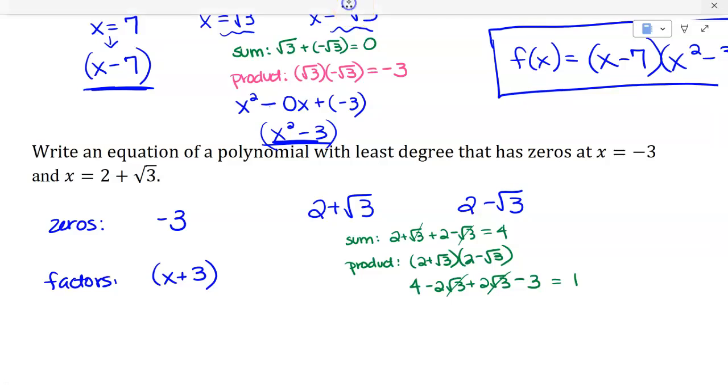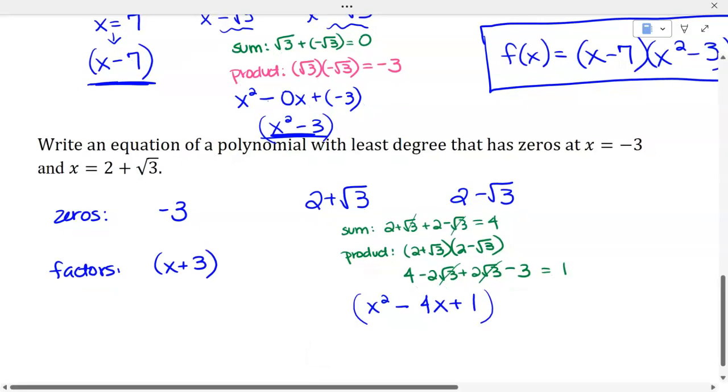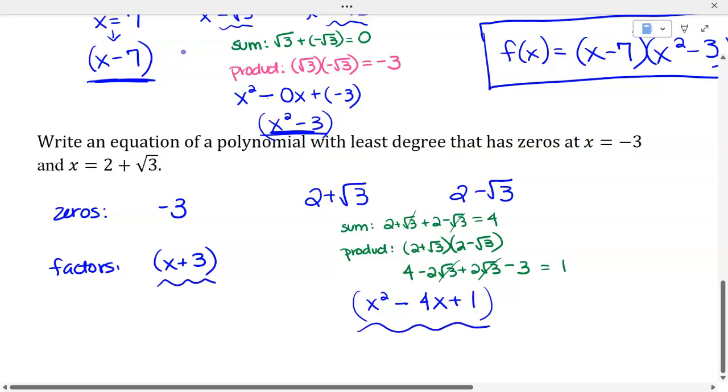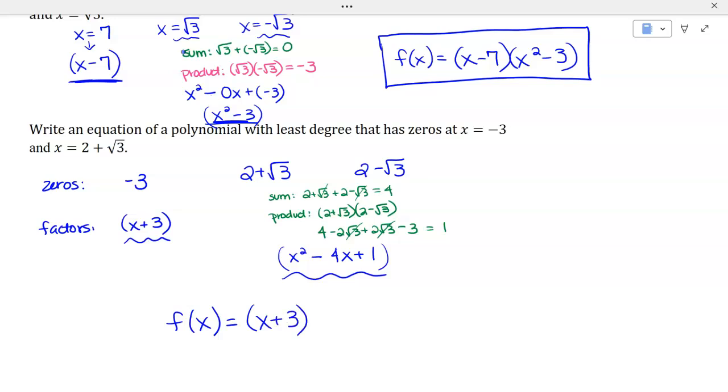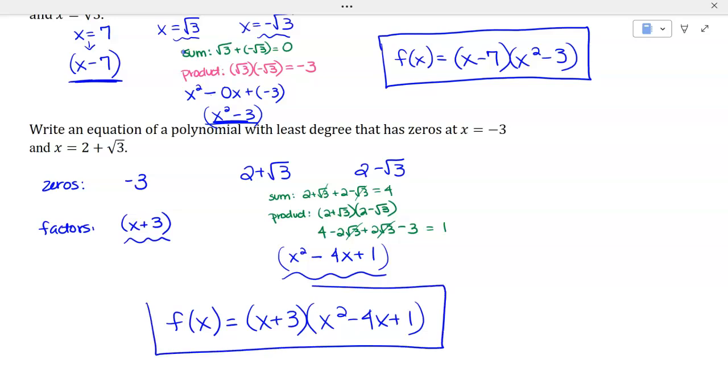So now putting it all together to come up with our factor, we have x squared minus the sum, so minus 4 times x, plus our product, which is just 1. So we're going to take this mega factor and our other ordinary factor to write the equation of our polynomial. So our polynomial is just going to be x plus 3 times x squared minus 4x plus 1. Now, in both of these instances, in the previous example and in this one, we could multiply this all out to get our equation in general form, and that's totally fine as well. It just depends what is necessary.